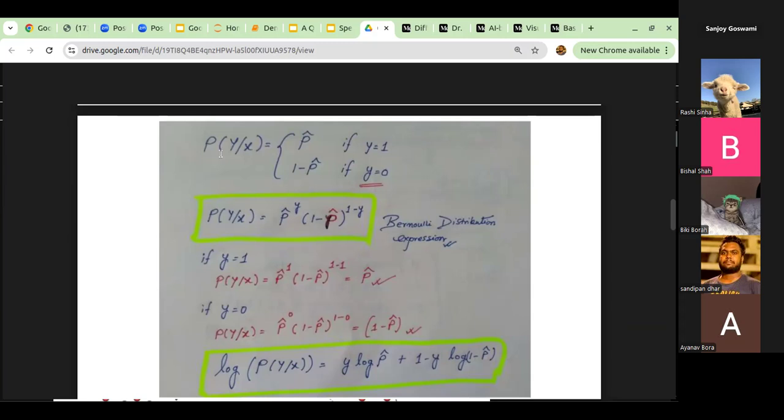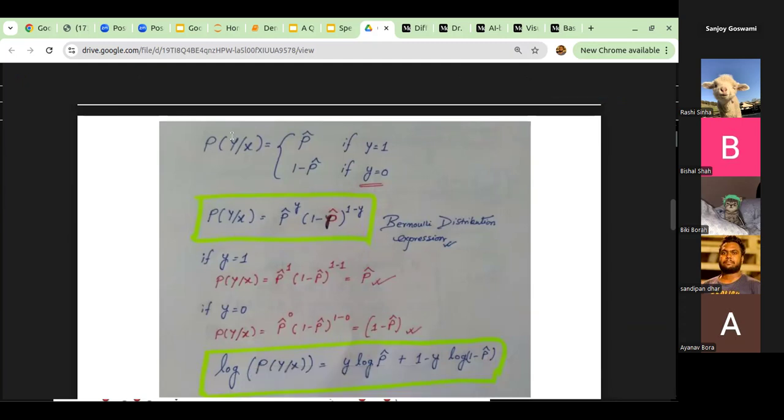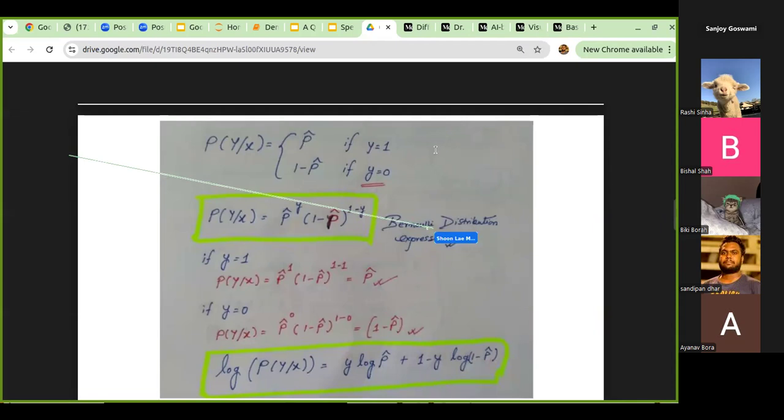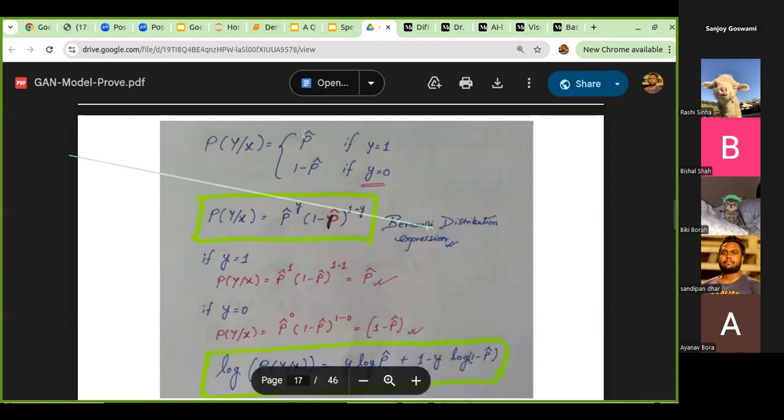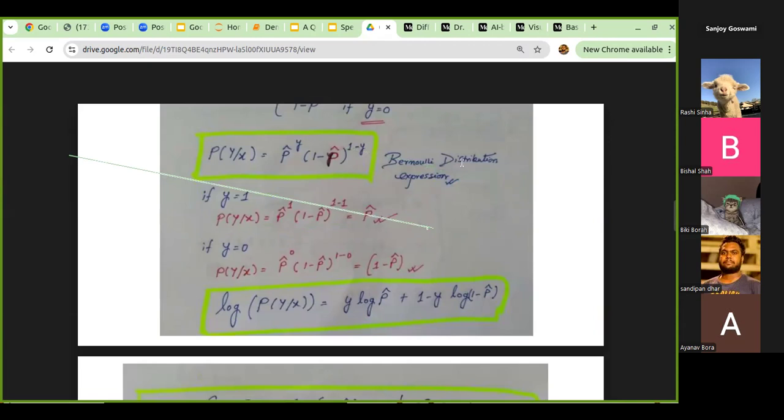Now, say for example, as I just mentioned, probability of y given x. Given a data x, the probability of class belonging is y is p hat. If x belongs to the class y equal to 1, say only two classes are there, 1 and 0. If it belongs to class 1, then it is p hat. Otherwise, it's 1 minus p hat. And simply this means using the Bernoulli distribution.